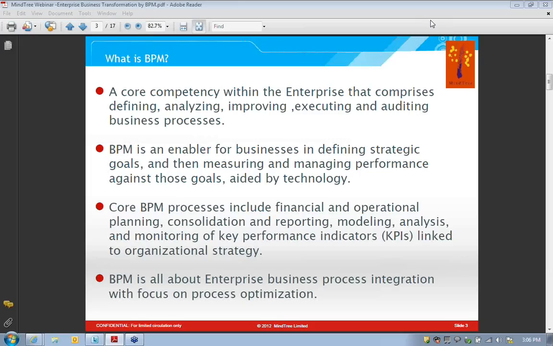Another definition goes like, it's an enabler for businesses in defining strategic goals, organization strategic goal based on the strategy, it can be based upon a long-term vision, mission or for a particular period. So based on those strategic goals, measuring and managing performances against these well laid down goals aided by technology, that is the key. So business processes and its own key performance indicators being measured with the aid of technology, that comprises of BPM technology area.